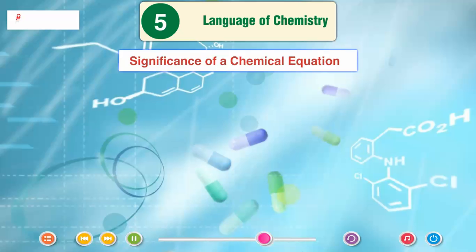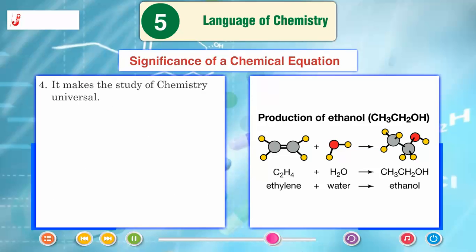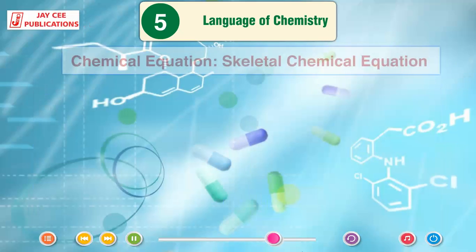Significance of a chemical equation. 1. A chemical equation indicates the substances taking part in a chemical reaction and the products obtained. 2. It indicates the number of molecules of the reactants and products. 3. It enables us to calculate the quantity of reactants and products by mass or volume. 4. It makes the study of chemistry universal.